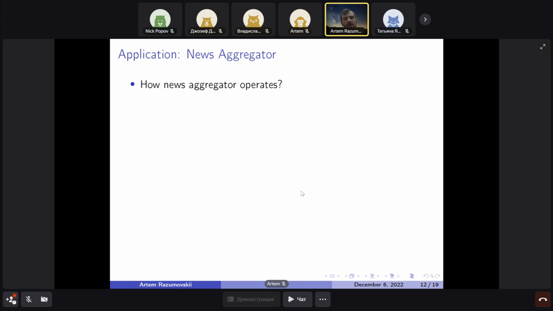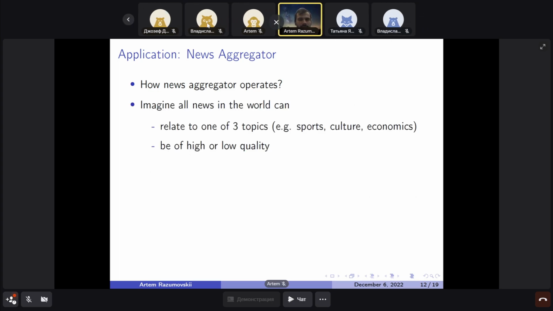And the next question is, what is the aggregator itself? Since we have newspapers on different topics, let's think about three topics: sport, culture, and economics. Let's think of a world like that, where we have only three different topics, and the quality of the news can be high or low. So we are producing some fake news, or we really spend time and write an article about something important.